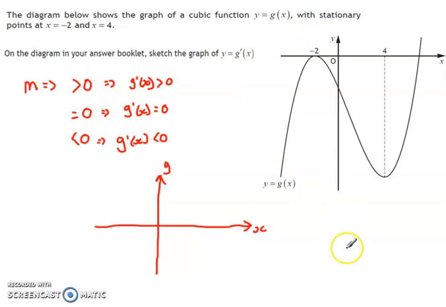Now if we look at this function here, it's a curve that looks something along the lines of that. It's got 2 turning points, gradient changes and then changes back. This is a cubic function.